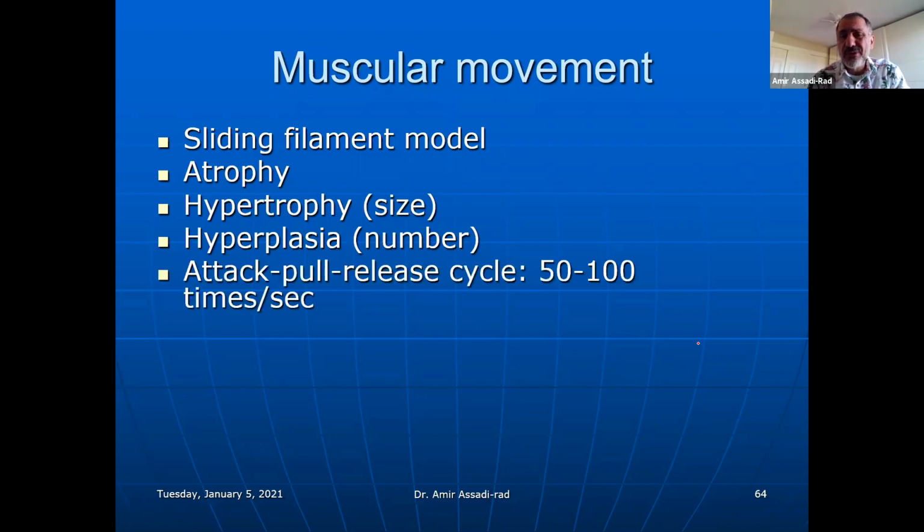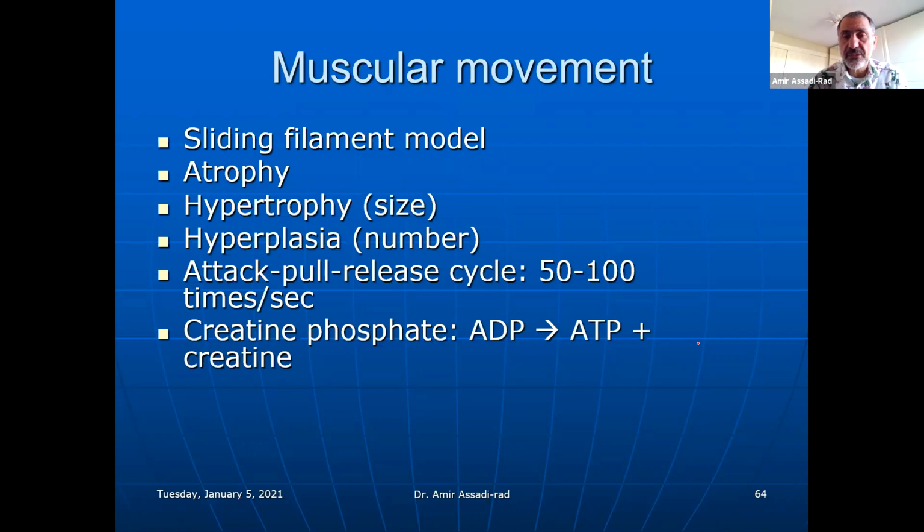Okay, another name for the sliding filament model is the attach, pull, release cycle, which happens 50 to 100 times per second. And then creatine phosphate: when you pump iron or run fast, you run out of ATP, but there is a reservoir in your muscle cells called creatine phosphate. I'll go over all of that later on in detail. It has phosphate attached to it. It gives its phosphate to ADP, and it puts out ATP so you can run 20 miles.